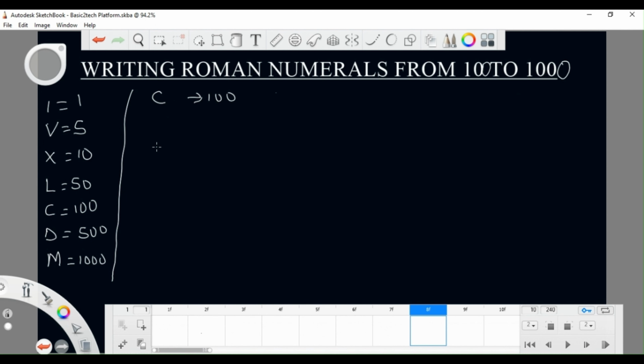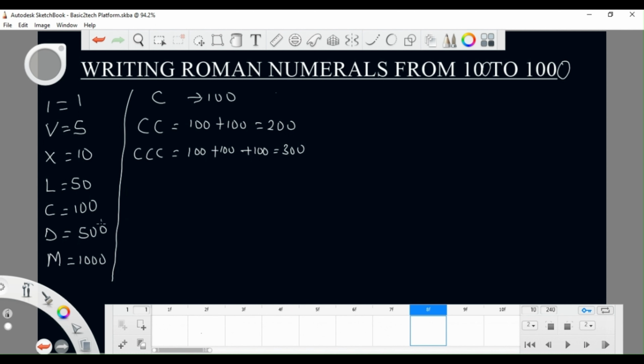Now for 200, we can repeat the symbol C twice, so CC, that gives us 100 plus 100, that is 200. For 300, we can repeat our C 3 times, so it's CCC, that is 100 plus 100 plus 100, that is 300. Now for 400, remember we cannot repeat a symbol more than 3 times.